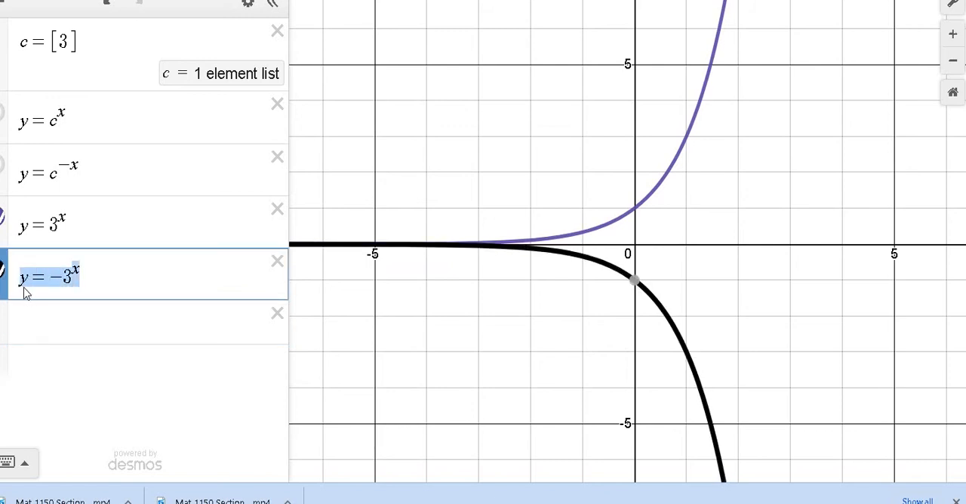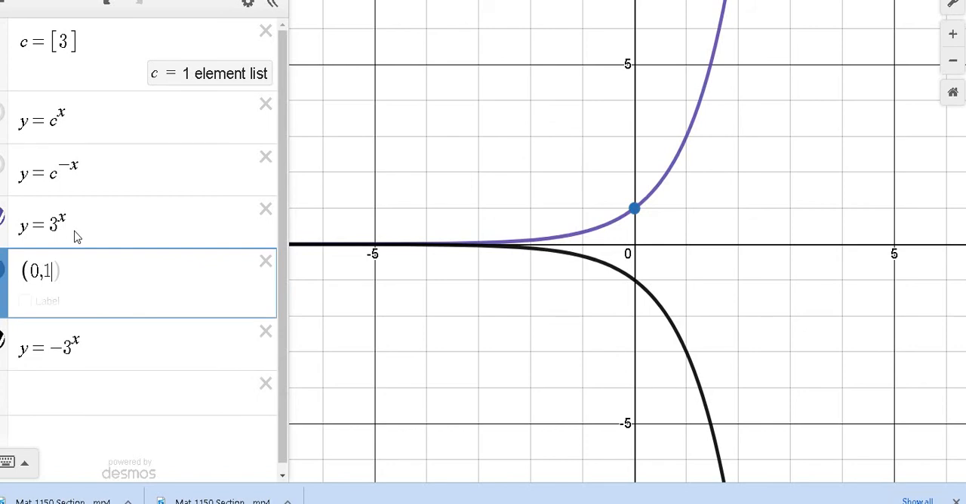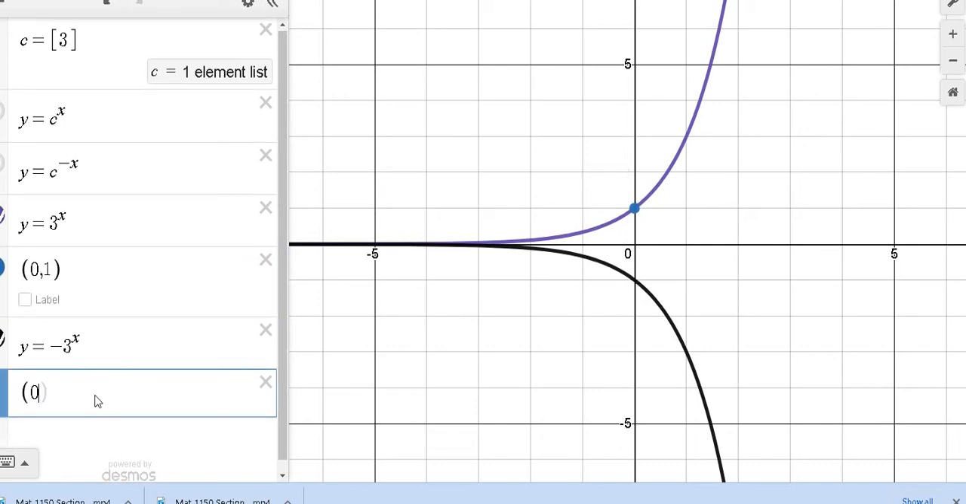Let's add in one more thing here. I'm going to add in a couple things here. Let's add in a point. Let's add in the point 0, 1. That's on this graph. So the point that should be on this graph would be the reflection of that, right? 0, comma, negative 1. Beautiful, because all you did is you reflected around the x-axis.